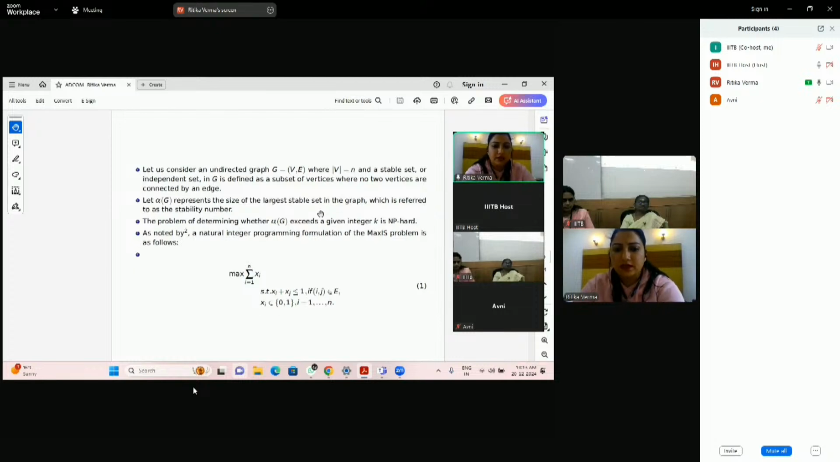As we see in this equation, maximize the sum of xi, where xi indicates the independent set. If xi is 0, that means our vertex is not included in that independent set. If xi is 1, that means our vertex is included in that independent set.